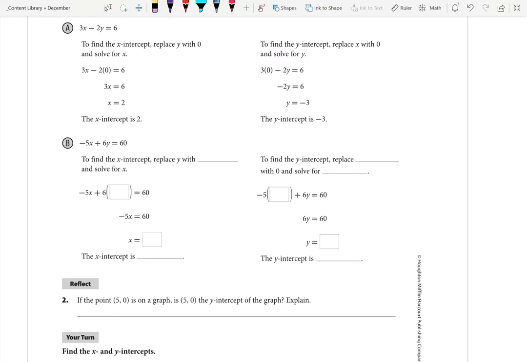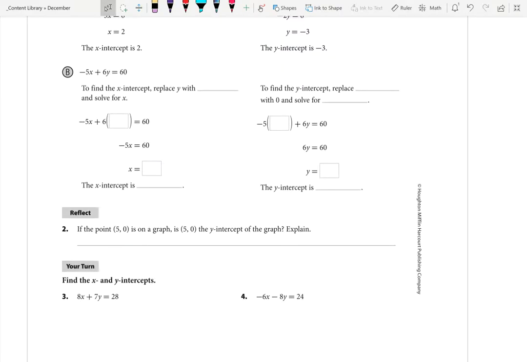So now let's look at an example of our own. Hopefully my pen will decide to start working. All right, -5x plus 6y equals 60. If we want to find the x-intercept, we're going to replace y with 0. It seems to be working pretty well now. So we have the equation -5x plus 6y equals 60.